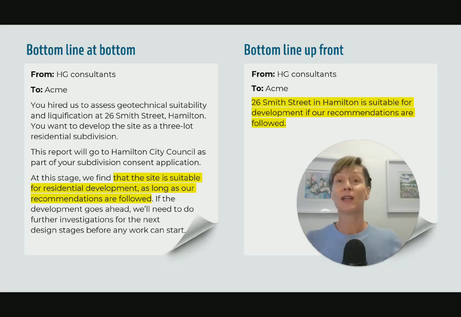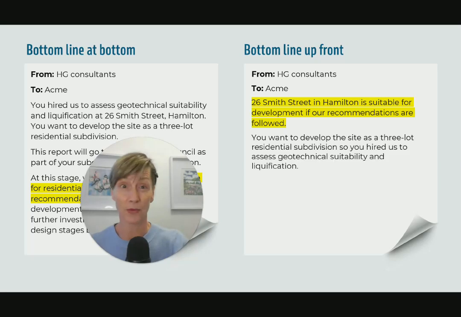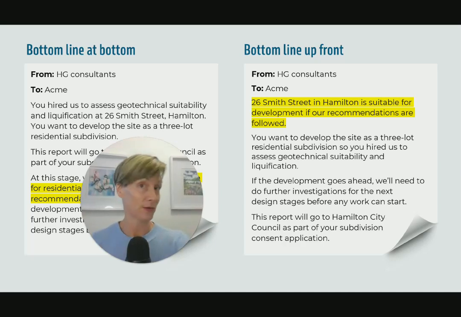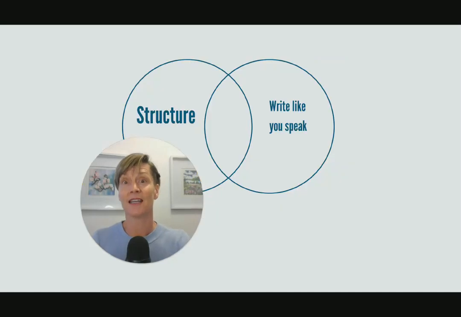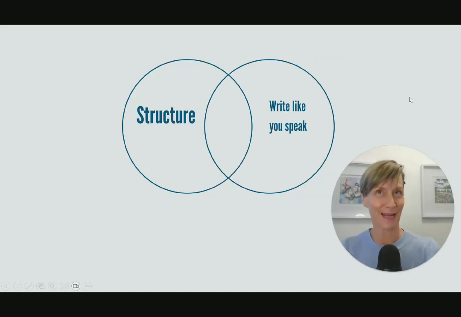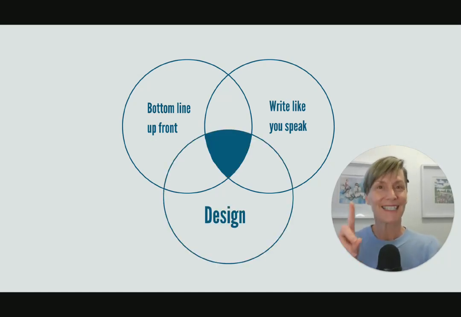If we start there, the reader can breathe a sigh of relief, and then the rest of the information I order based on what I assume is most important to less important. So the thing that we did, the thing that you want, that we'll have to do further work if this goes ahead, and that it will go to the council as part of the application. Now we've got a flow where the bottom line is up front and where the language is clear. So if you want a little trick there for the structure, sorry, circles overlapping again, it's put the bottom line up front. Okay, final circle, design.